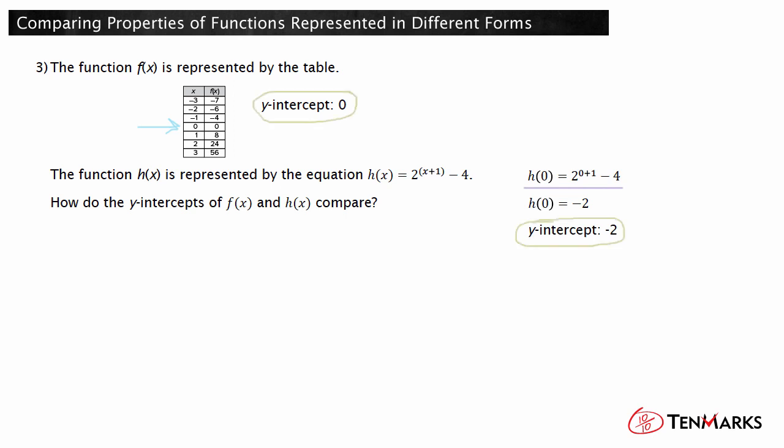Compare the y-intercepts of f(x) and h(x). You can see that the y-intercept of f(x) is 2 units higher than the y-intercept of h(x). Now you know how to compare properties of functions when they are represented in different forms.